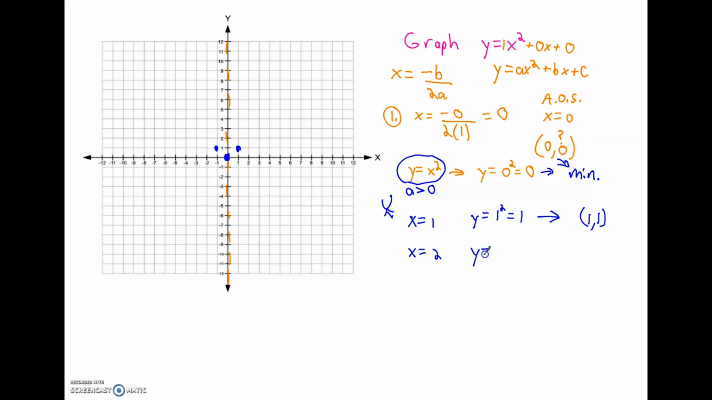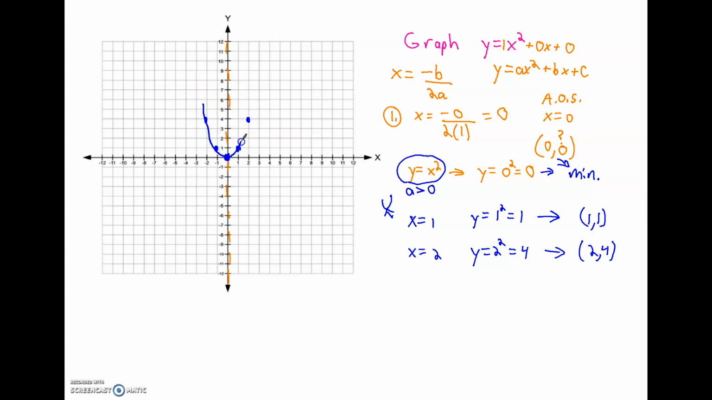I'd like to get 5 points. So I plug in 2. 2 squared is 4. My input is 2, and so my output is going to be 4. So that's going to be the point 2, 4. And then that's 2 away from the axis of symmetry, so we'll go 2 away on the other side. And there are my 1, 2, 3, 4, 5 points.